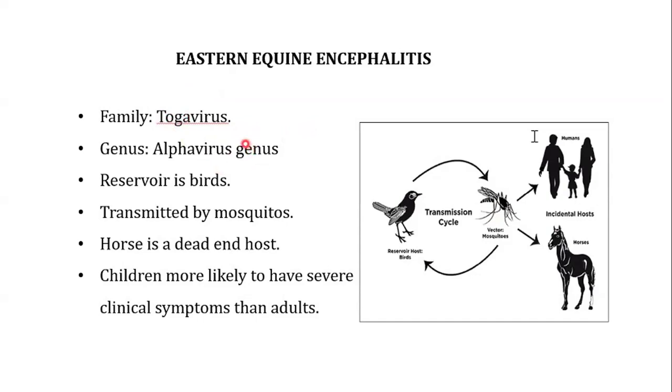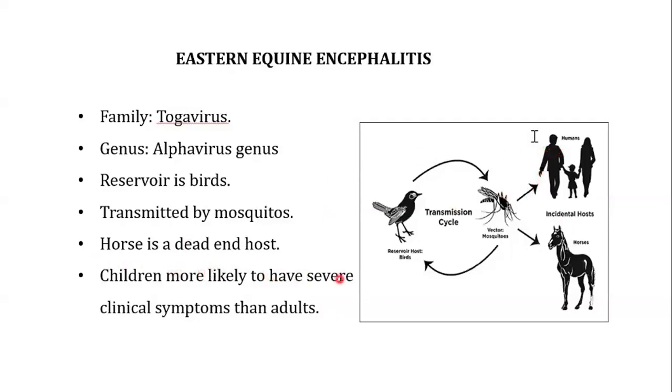Reservoir is birds, transmitted by mosquitoes. The host is a dead-end host, so animals are incidental hosts. As you can see, here's the transmission cycle. It starts from the reservoir, where the virus is. Then the vector bites the bird. The vector is the one that transmits the virus. So as the mosquito is biting the bird, this mosquito can also incidentally bite humans or horses. Equine comes from the word horse. So it can bite the dead-end host, and incidentally it can bite humans.